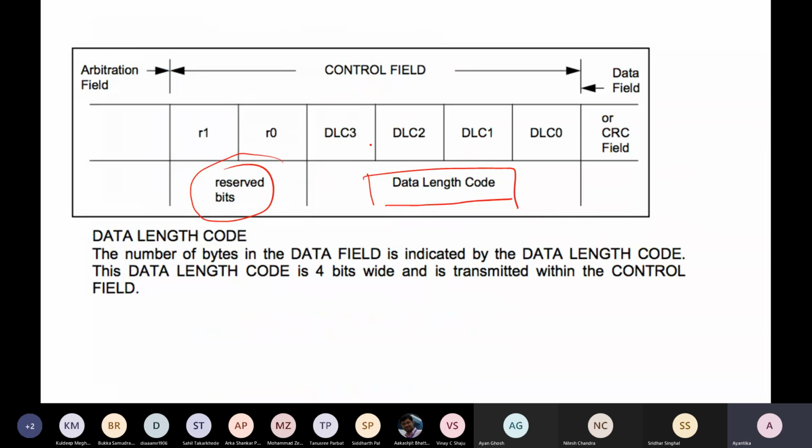As I told, the CAN frame is very much flexible. If you want to say, I want 4 bytes of data, or 1 byte of data, you can set 0001 that way. Or if you want to say 2 bytes of data, 0010. So the way you set the bits in this code field, that is the number of bytes you are sending in your data field. Next comes the data field.